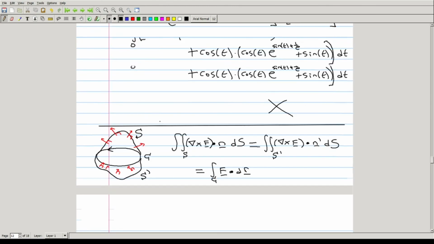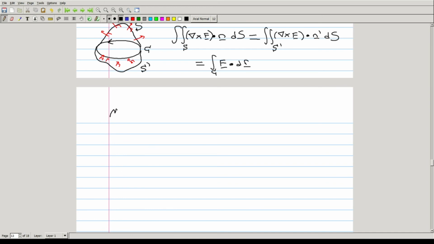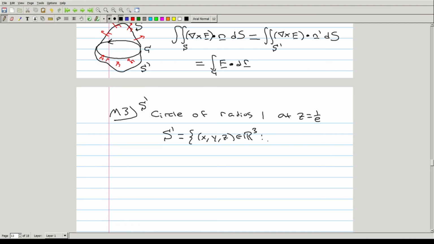So what we're going to do to solve this problem in the easiest way possible is just choose the simplest possible S prime, which is just going to be the circle of radius 1 at z equals 1 over e. So S prime is going to be the set of points x, y, z in R3 such that x squared plus y squared is less than or equal to 1 and z is equal to 1 over e.